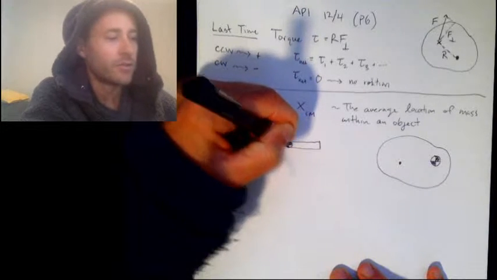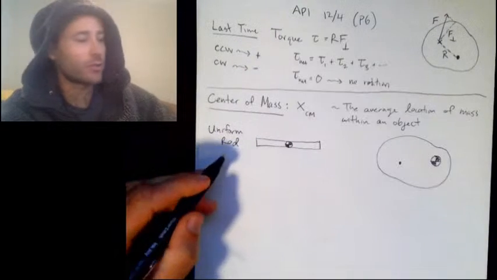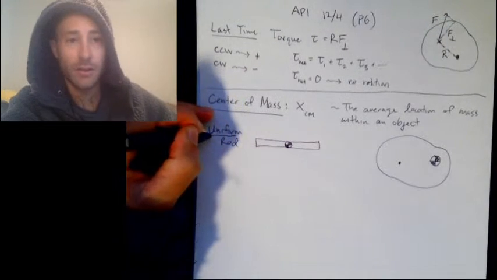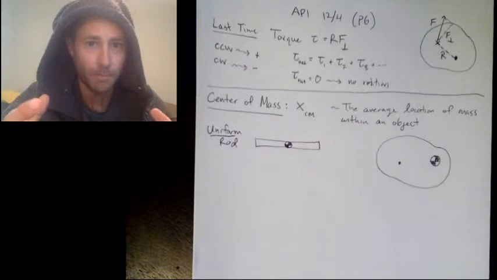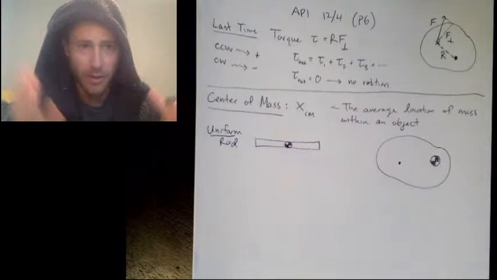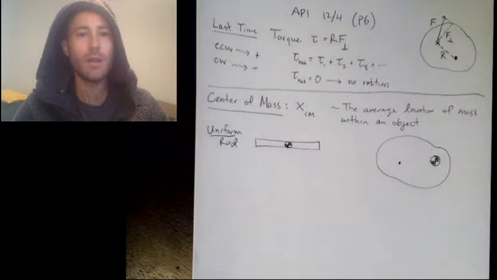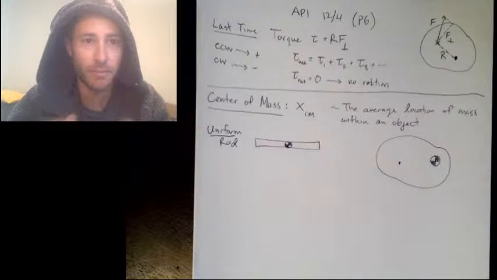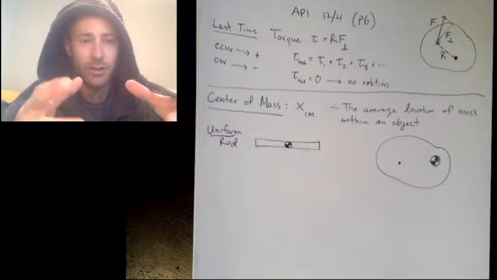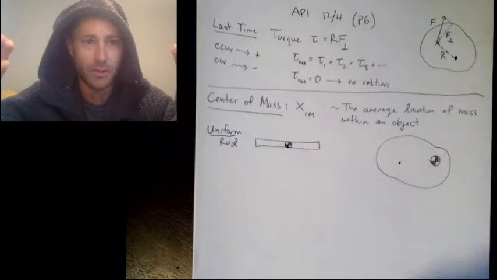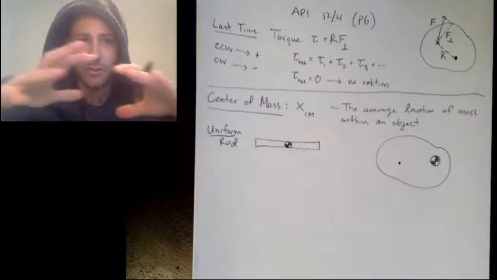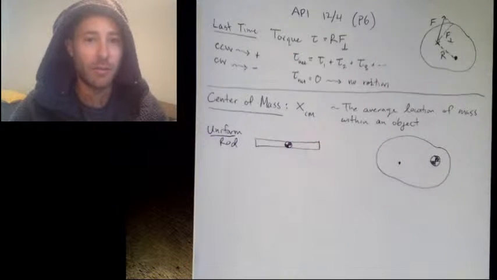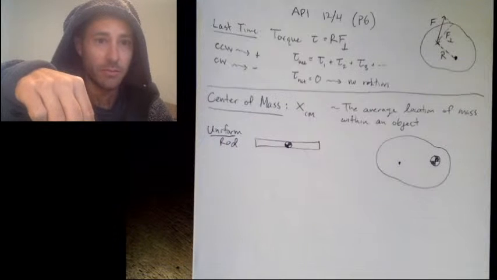Okay? So in the special case of a uniform rod, now not all things are uniform, but if you have a uniform thing that's symmetrical, you can say that the center of mass is actually in the geometric center. So if you have like a disc, and the disc is uniform, it's the same thickness throughout, it's made out of the same material throughout, then the center of mass is going to be in the middle of the disc. All right?